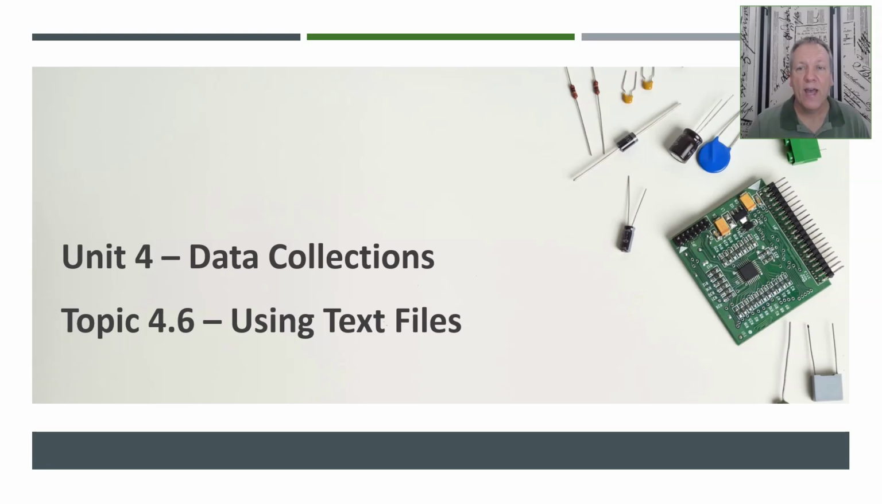Today we are going to be discussing AP Computer Science A, topic 4.6, using text files. In this video, we'll discuss reading values from a text file, specifically a CSV file, and we'll also explore how to use the string method split to break up our data into usable parts. All right, let's get started.